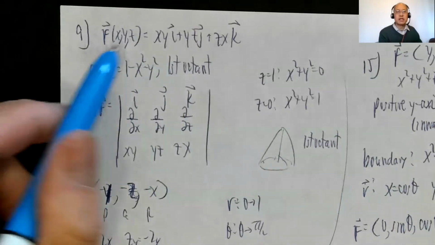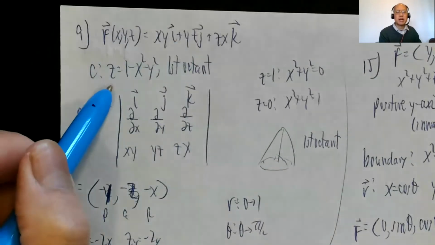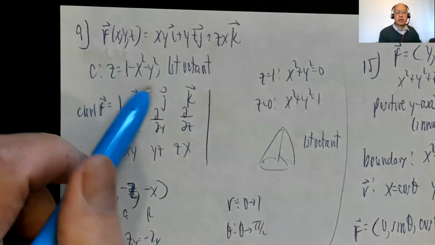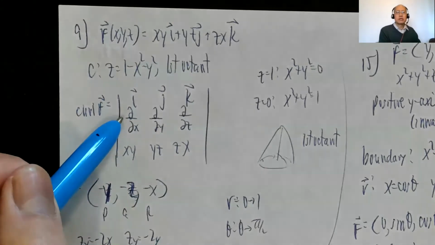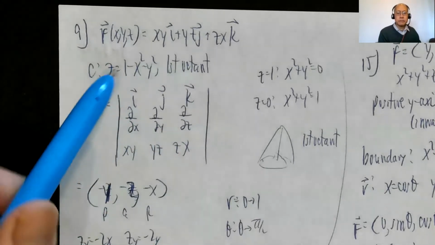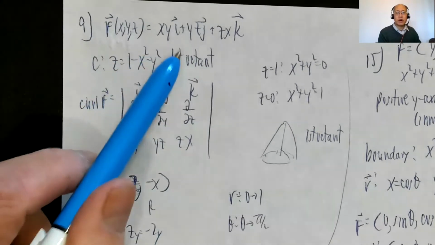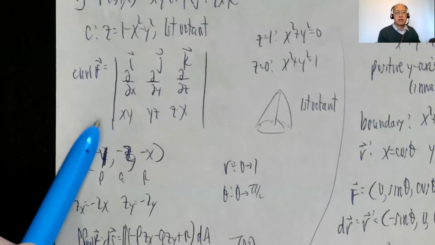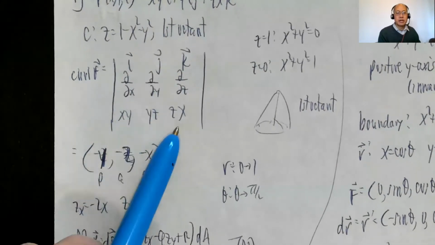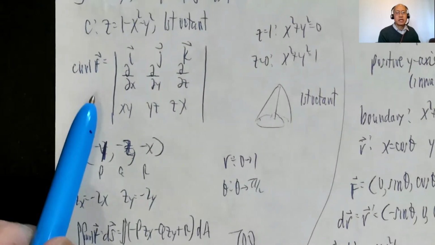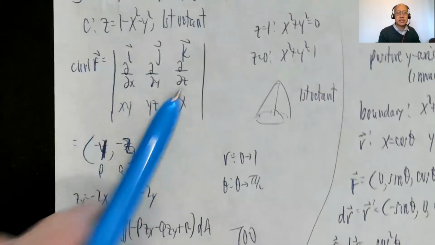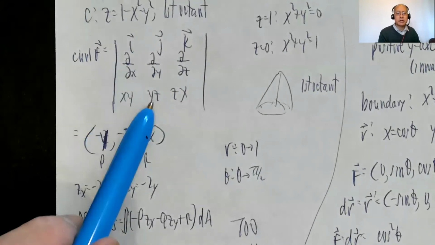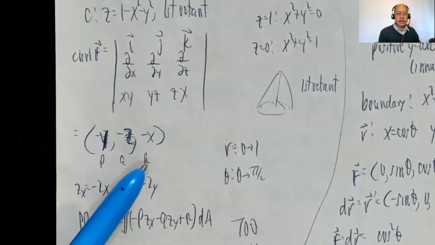Number 9, f of x, y, z is this. C is z equals 1 minus x squared minus y squared in the first octant. So curl f, i, j, k, partial with respect to x, y, z. x, y, y, z, z, x. So the i component is nothing minus y. The j component is the opposite of z minus x. And the k component is nothing minus x.